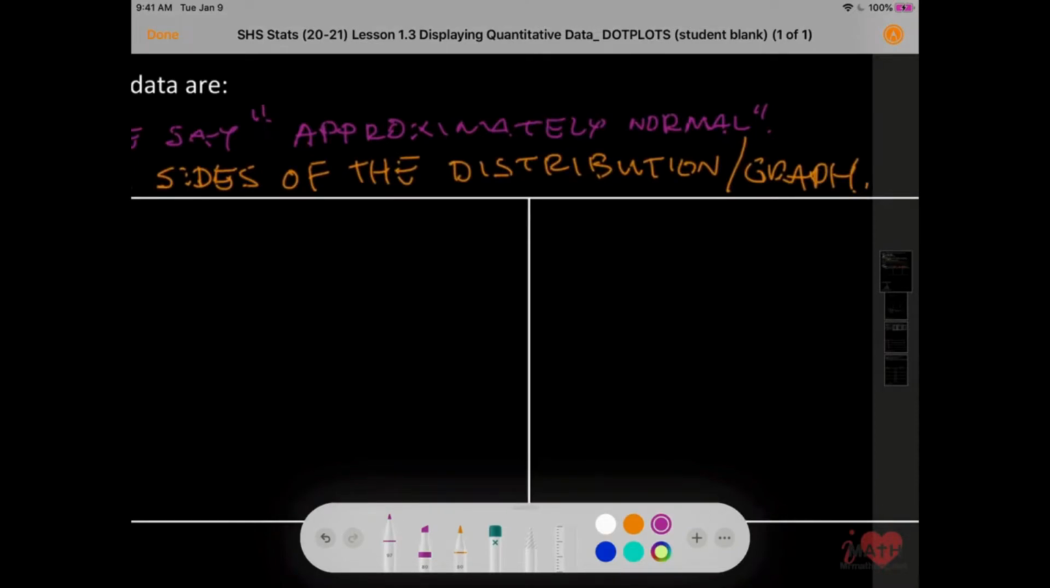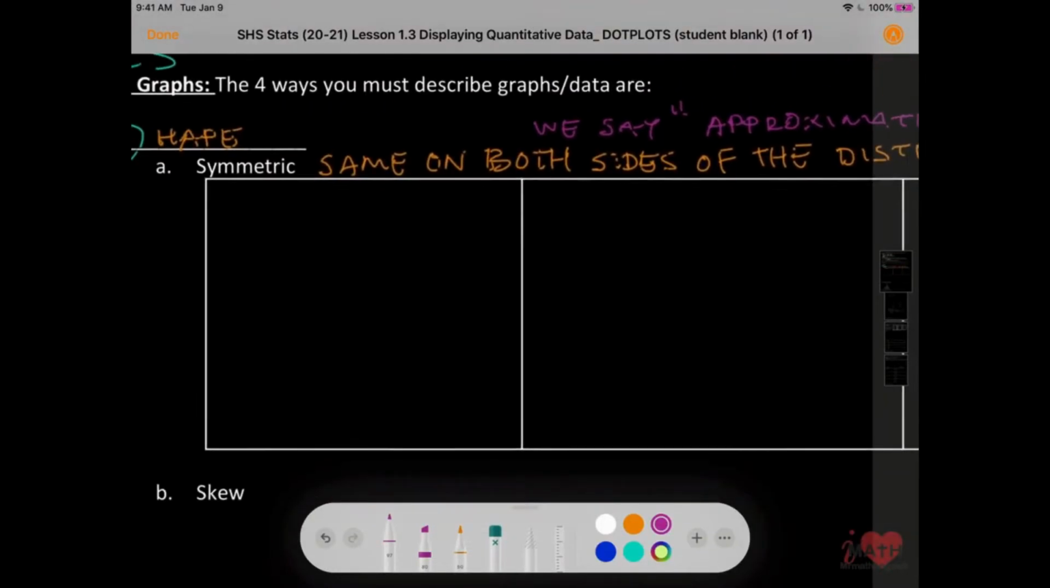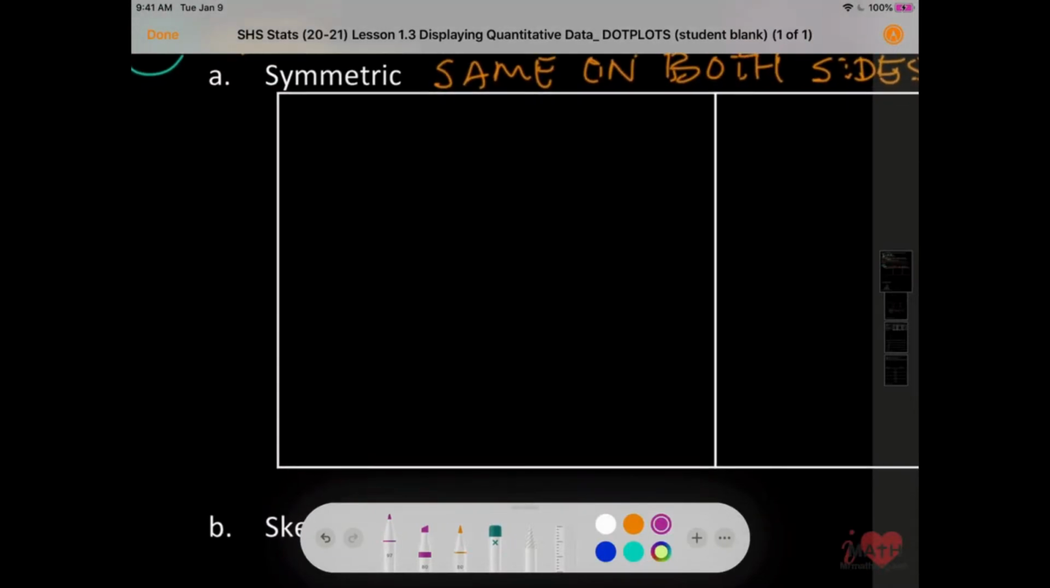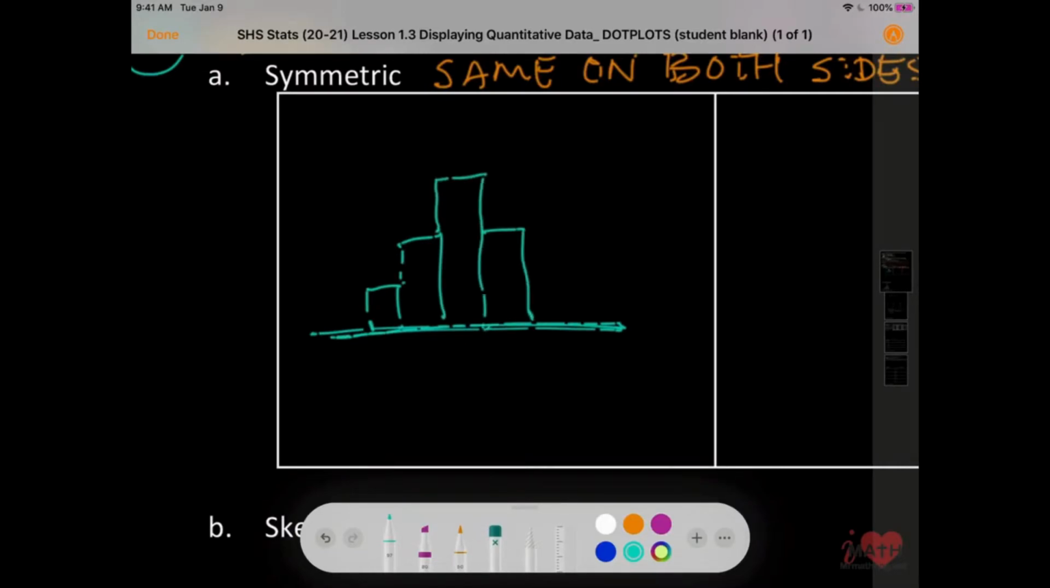Alright, so let's give you our symmetric shapes. There are 3 of them. Start with the first one in the box on the left there. If you have this one, and you have a couple of graphs, this one they call bell-shaped. Bell-shaped.